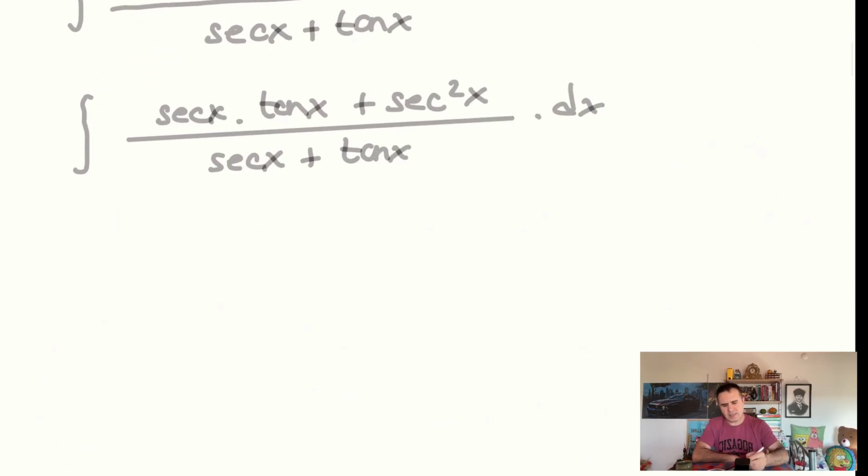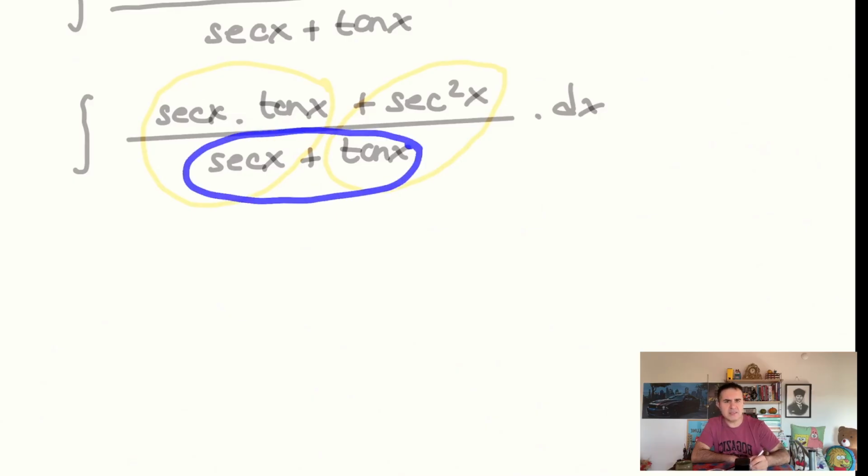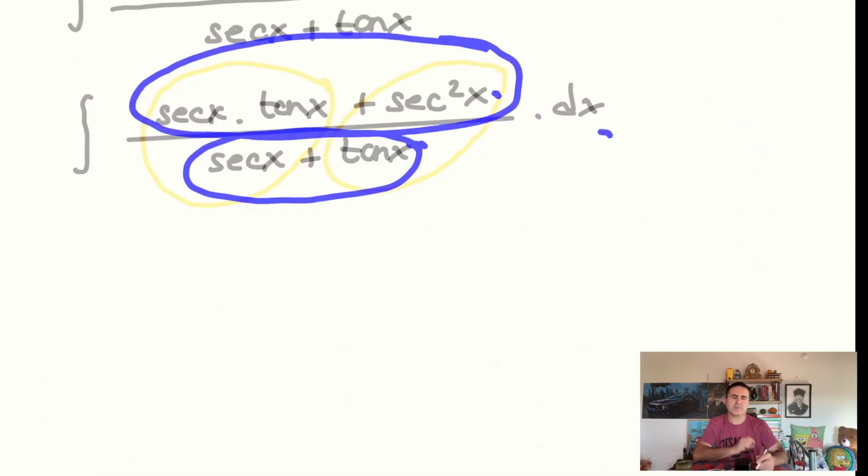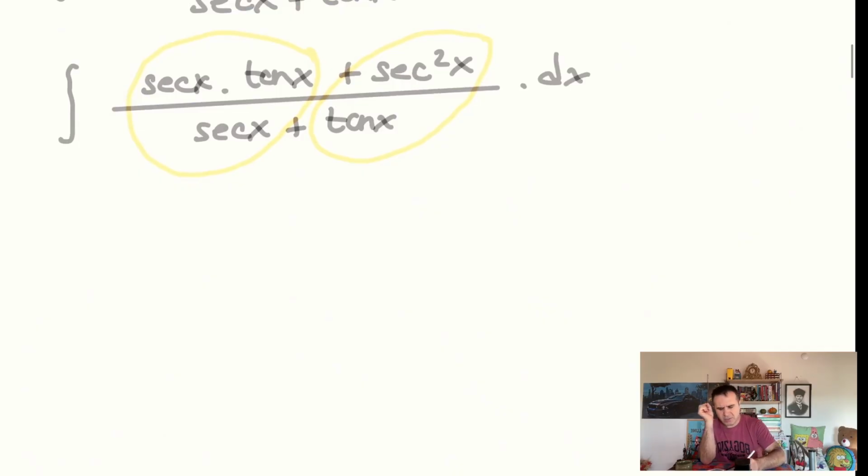We know that the derivative of secant x is secant x times tangent x. Then we have the derivative of secant x on the top. Also, the derivative of tangent x is secant square of x. So we have the derivative of tangent x at the top side. Then this means that we have a function here, secant x plus tangent x, and the derivative of that function multiplied by dx.